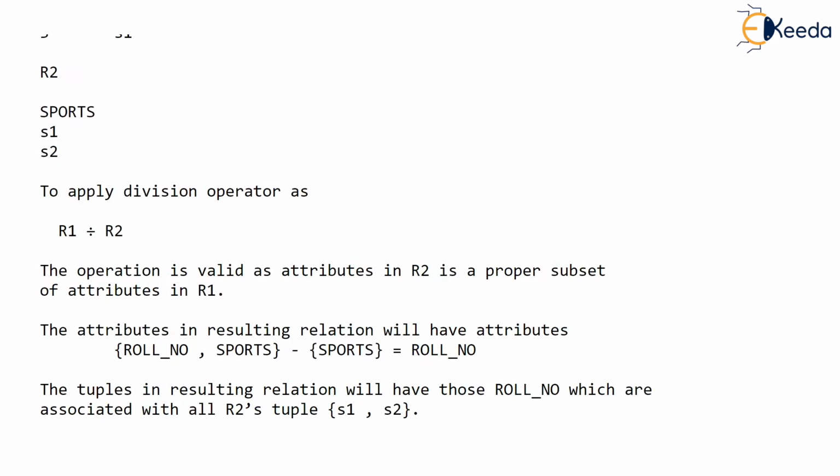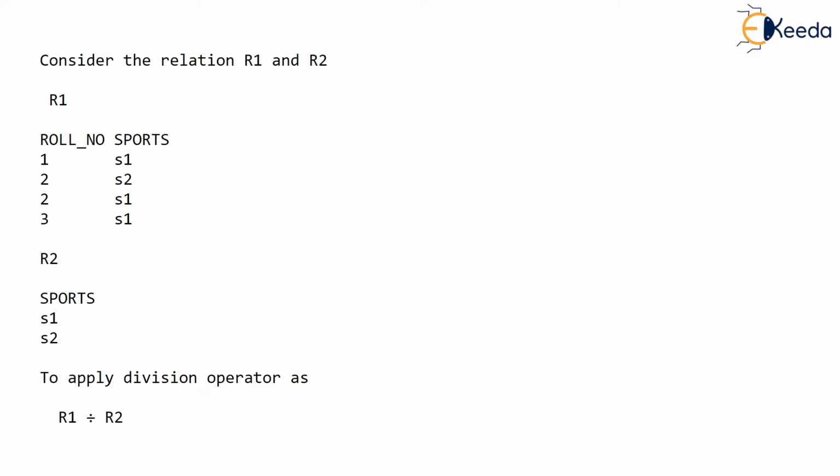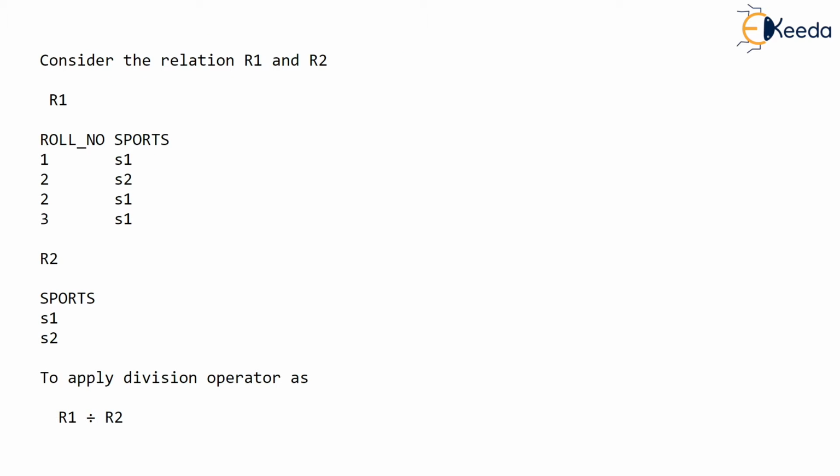Let's check an application, or let's check the importance. Where will you use this divides operation? Now let's consider two relations R1 and R2. I could have named them better. The names could have been student instead of R1 and sports or all sports instead of R2.